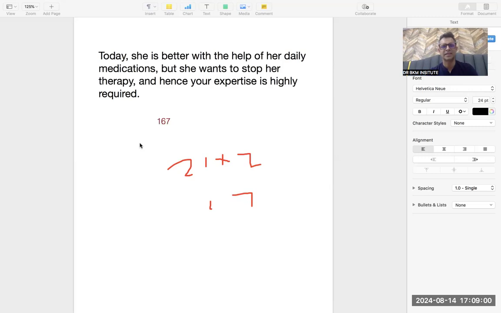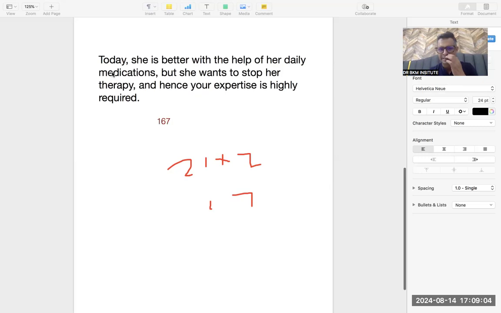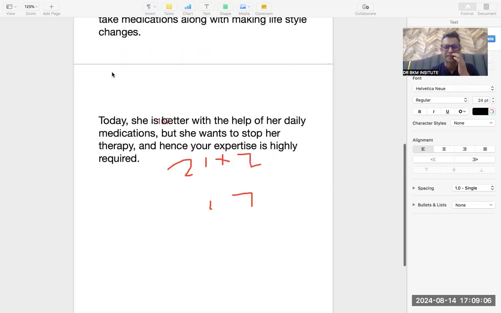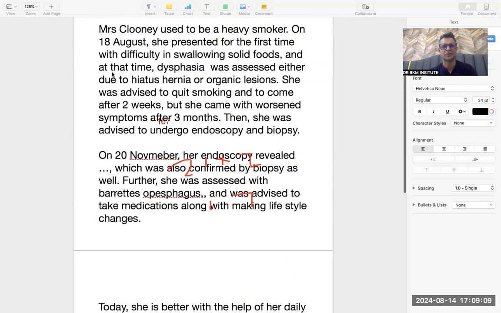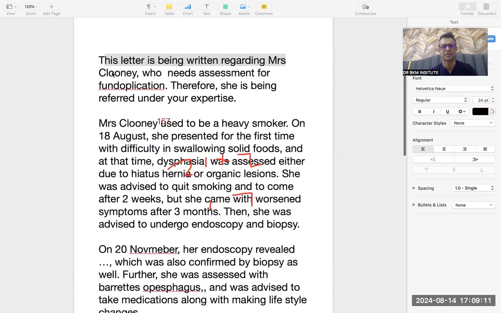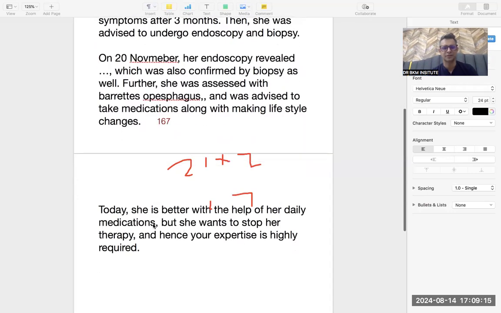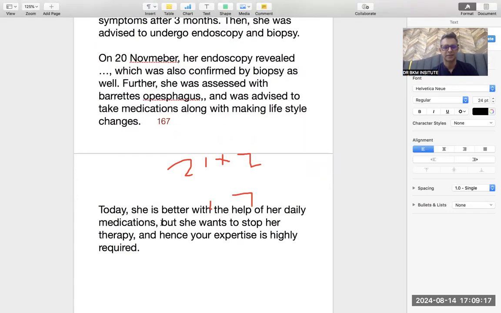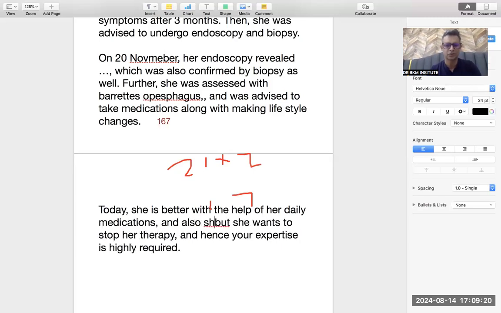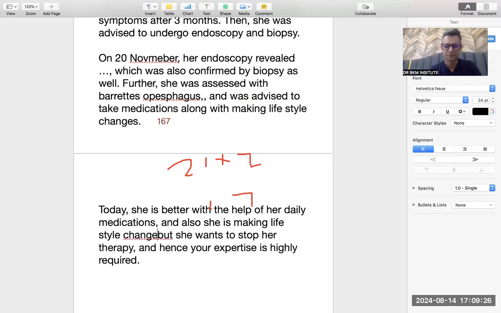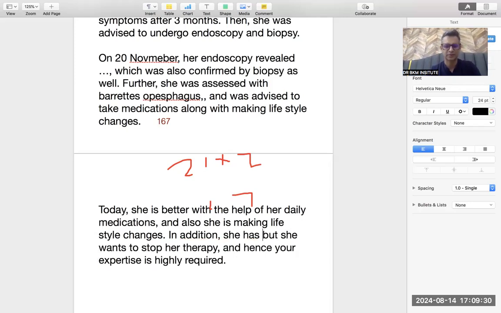Now I will revise. If I have missed anything, then I will see to it. If there is anything specific, like, oh, in this line, I have also forgotten. Okay. I did not talk about no smoking. The smoking word is missing. That's why the letter is incomplete. Used to be. Okay. Today she is better with the help of her medications, and also she is making lifestyle changes. That is the improvement. In addition, she has quit smoking.